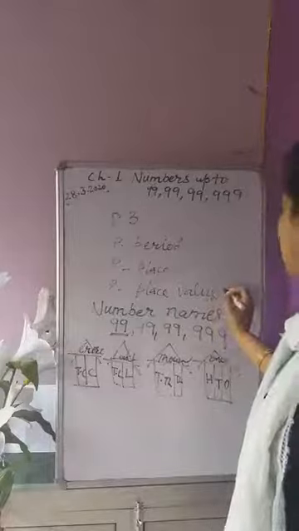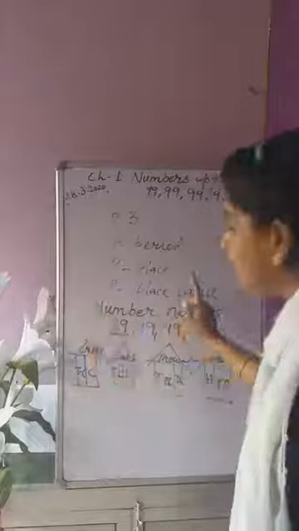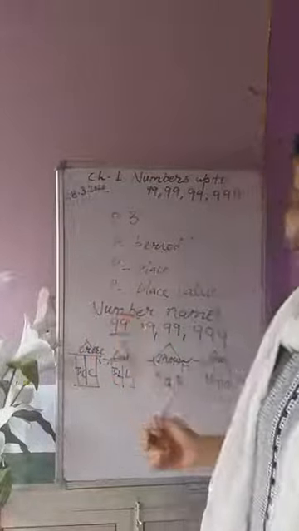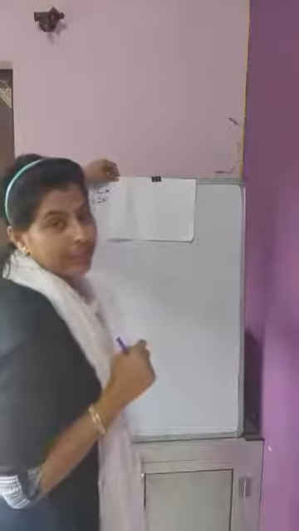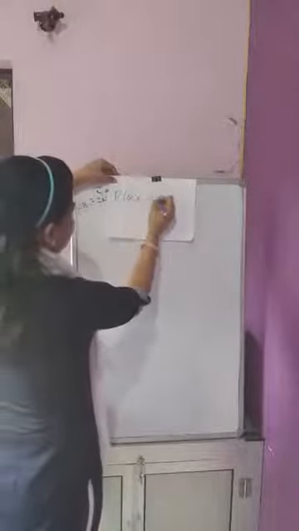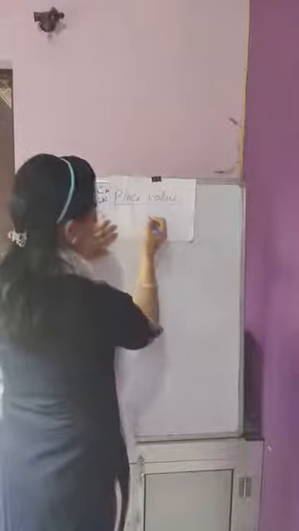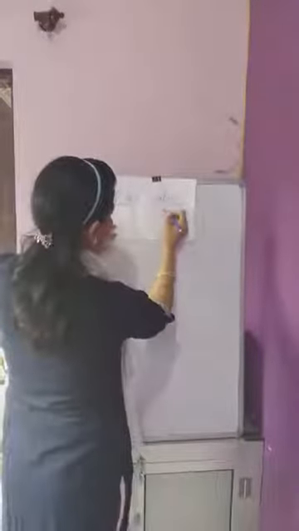Now we'll come to the concept of place value. So the second concept is now place value. Place value means the value of that number at that place. For example, I'll start from a very small number: 251. What is the place value of 5?